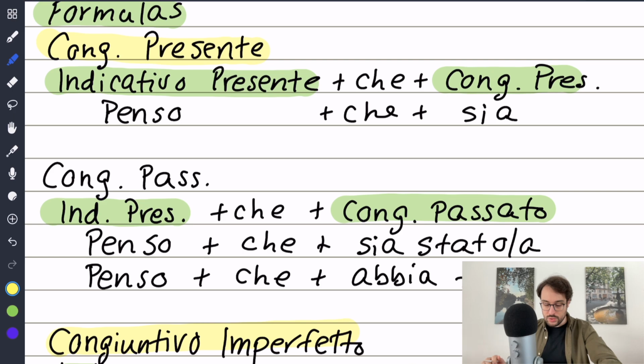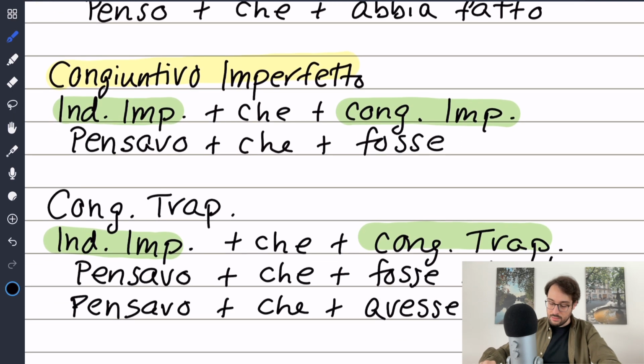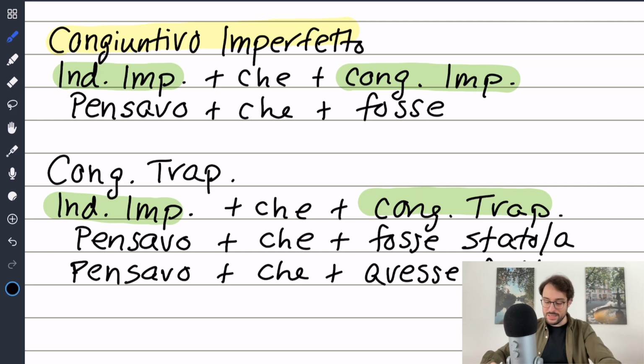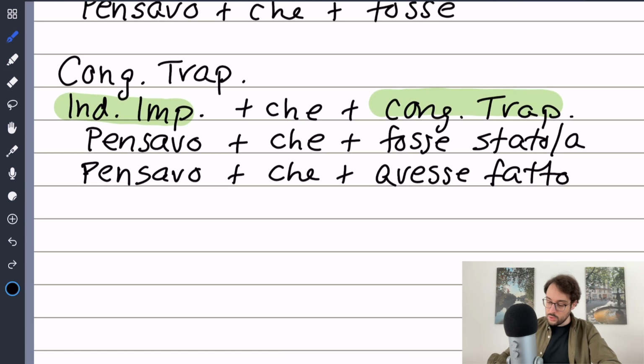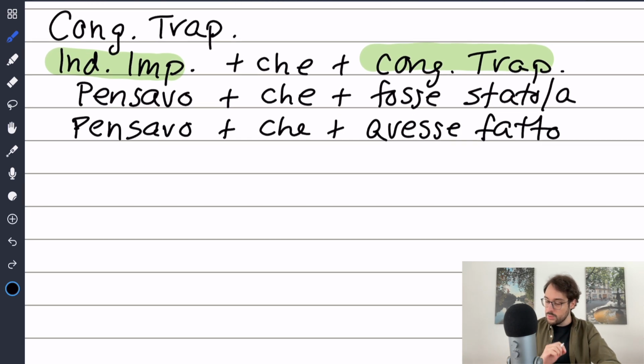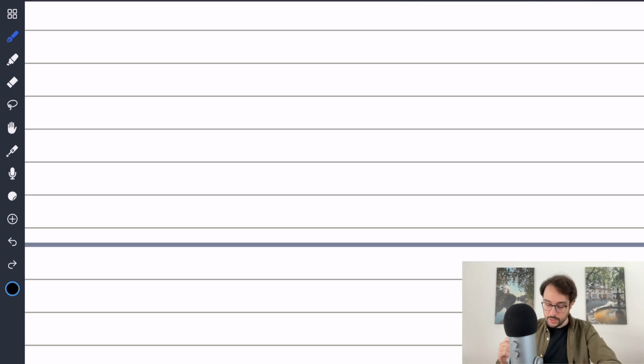So I would say those two are your best bet. Focus on those two, and then the passato and trapassato are quite intuitive. Just helping verb in the congiuntivo imperfetto, and then main verb in the participio passato form. So let's now do some conjugating, which you're going to find quite easy. We're going to do a verb that uses avere and a verb that uses essere, and then we'll do some examples in context, and we'll be more than good to go.